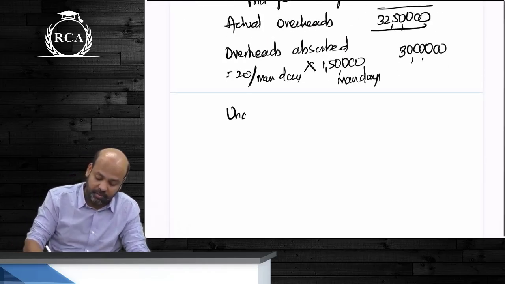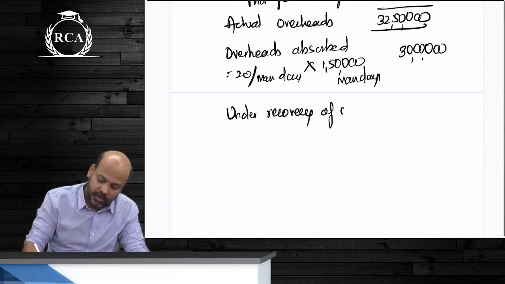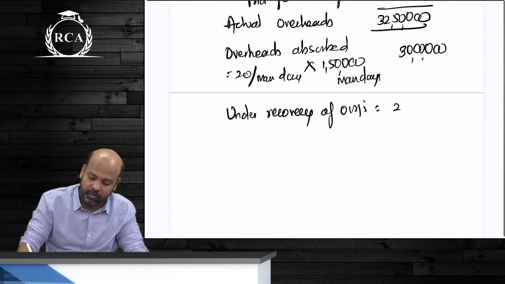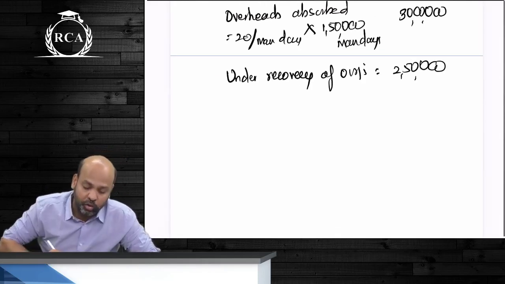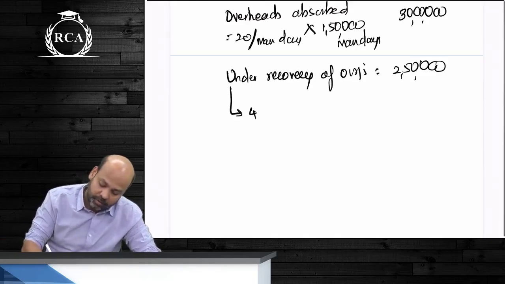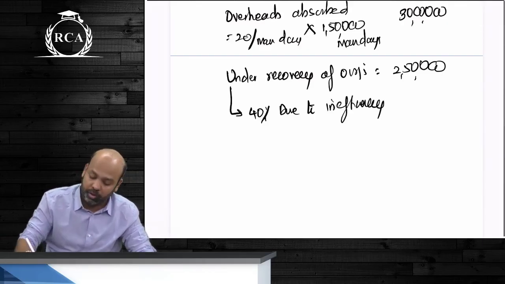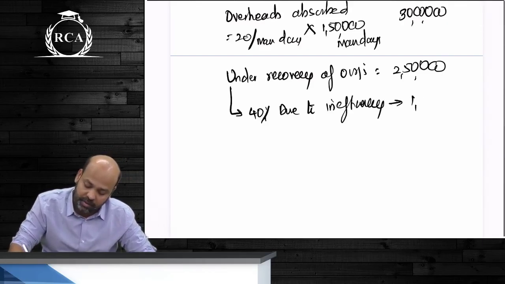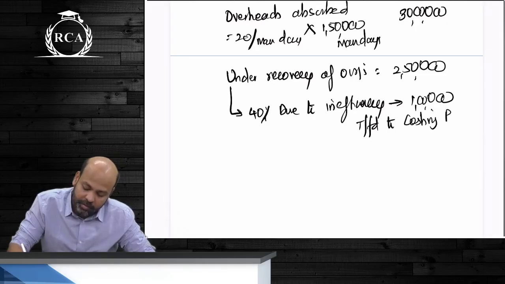How much will be the amount of under recovery of overheads? Under recovery of overheads is 2,50,000. This 2,50,000 has 2 parts. 40% is due to inefficiency. This 40% due to inefficiency, that is 1 lakh, will get transferred to costing P&L account. The question is saying this, not me.